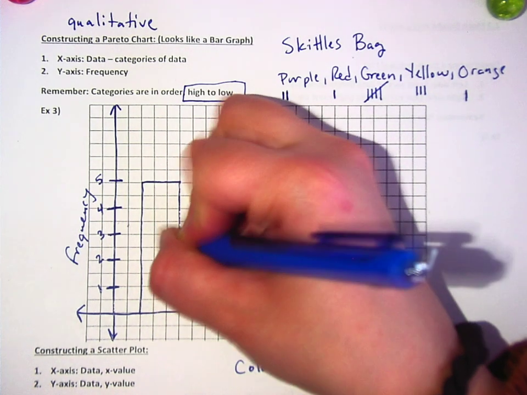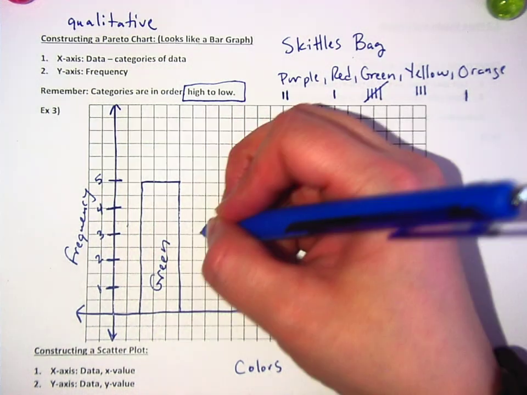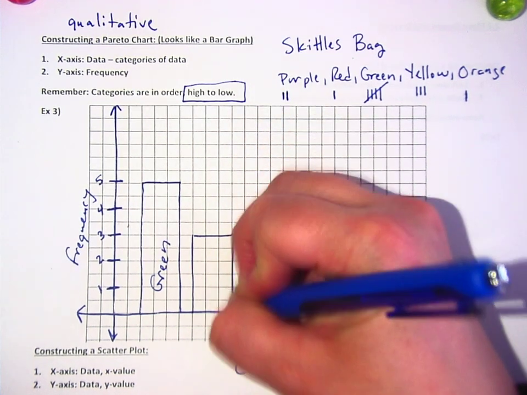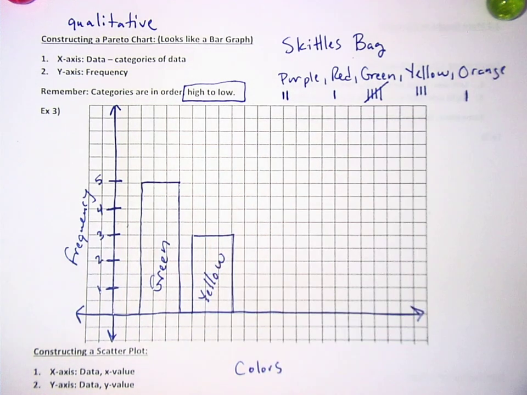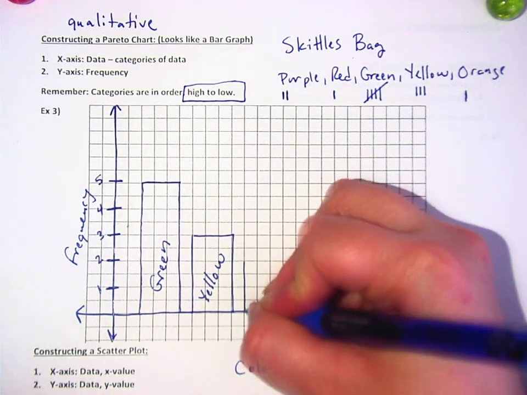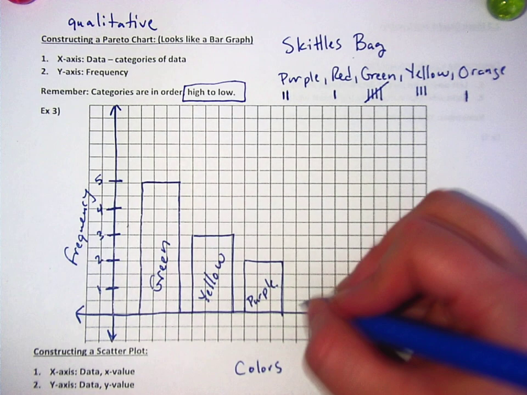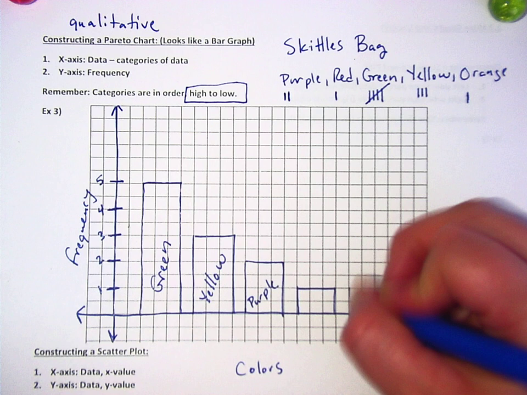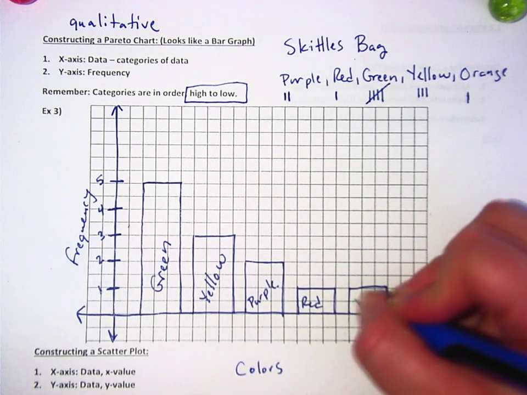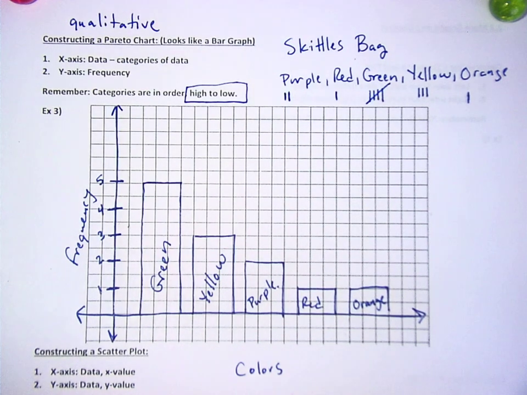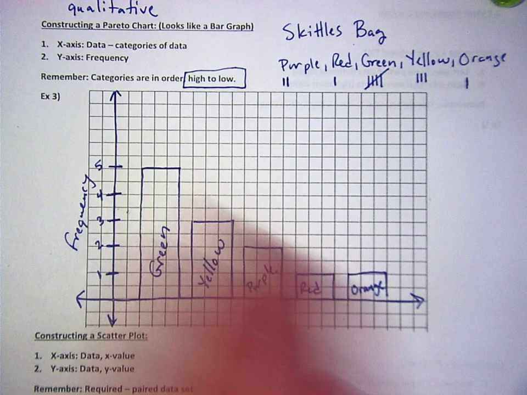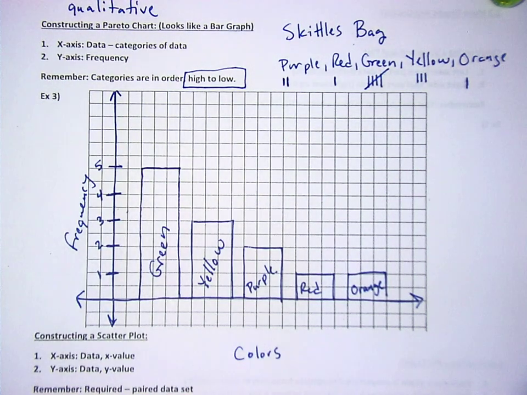This is green. And what's next? Yellow? Then we got purple. And then we got red and orange, and it doesn't matter with red and orange which one you put first. So it always goes downhill, a Pareto chart. These graphs are a little easier today than yesterday because you don't have to make a big frequency distribution first.